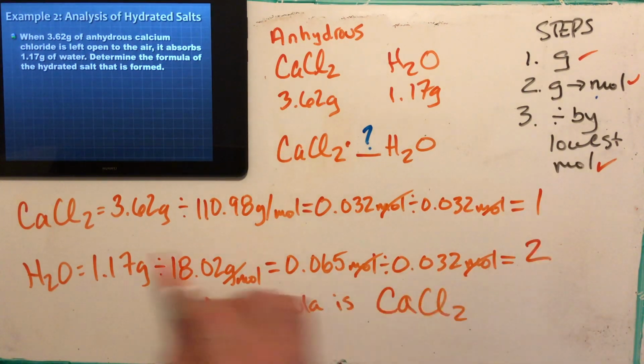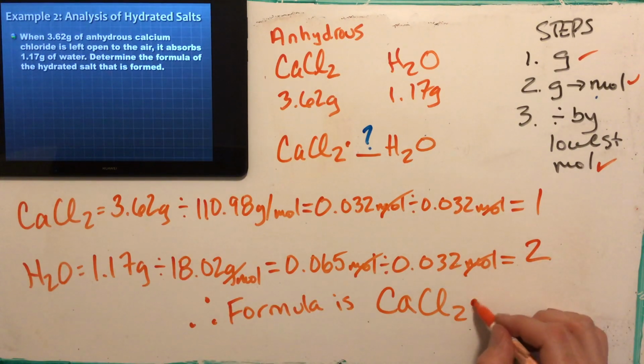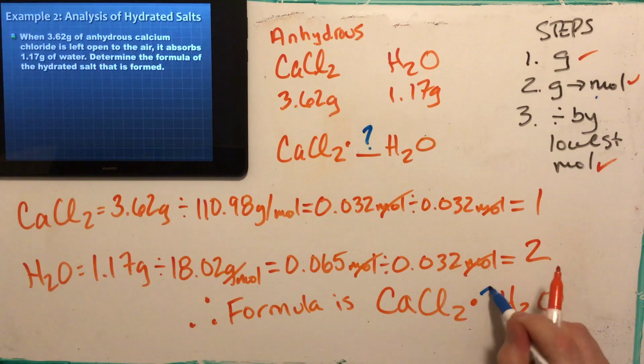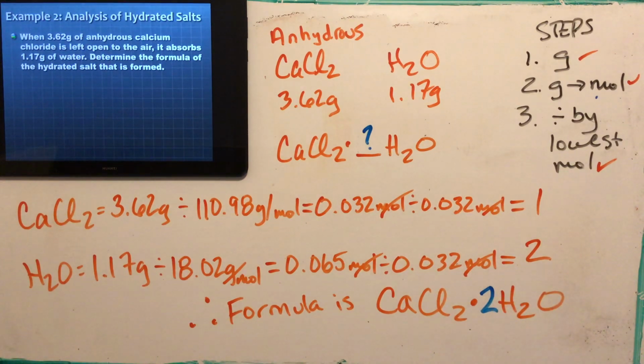CaCl2. We always said the salt would be a 1. And we have 2H2O. So this is calcium chloride dihydrate. CaCl2, 2H2O. Calcium chloride dihydrate.